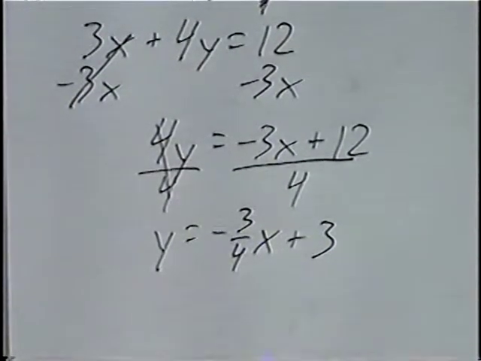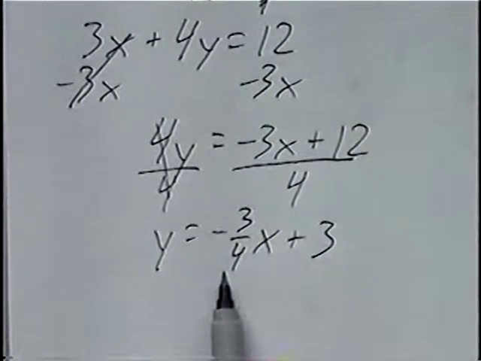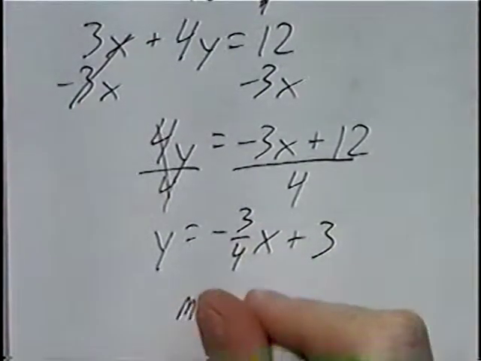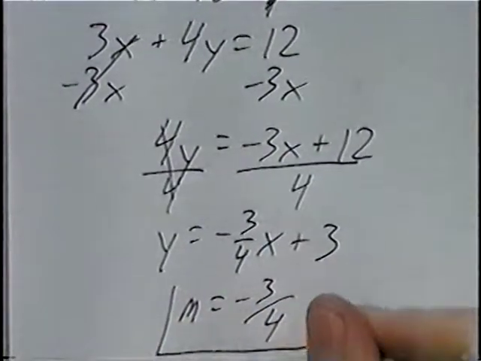The question is parallel to this equation. The slope of this equation, or number in front of x, is negative 3 over 4. Parallel means we want the same slope. So the same slope would be m equals negative 3 over 4.